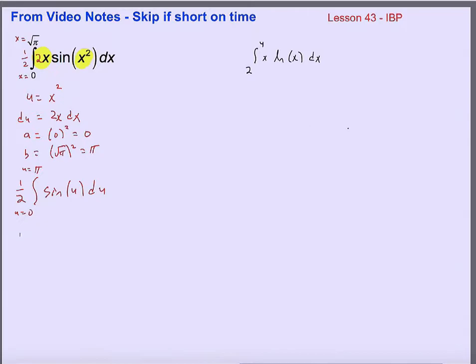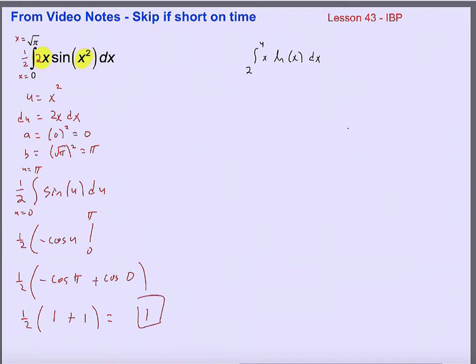I can just take the antiderivative of the sine of u, which is negative cosine of u, and evaluate that from u equals 0 to u equals pi. So that's 1/2 times the negative cosine of pi, which is going to be negative 1. Minus the negative cosine of 0. So I have 1/2 times negative 1 plus 1. So that's 2/2, which is equal to 1. Easy as pie.